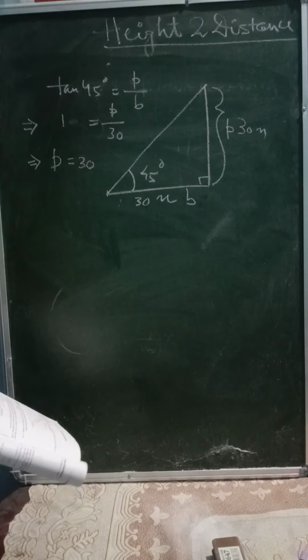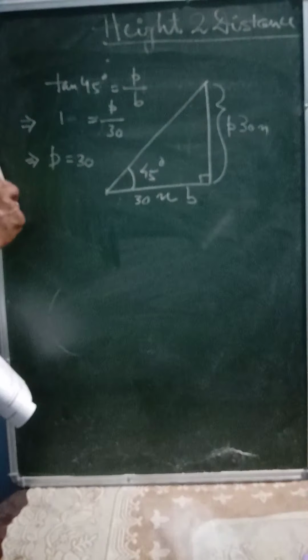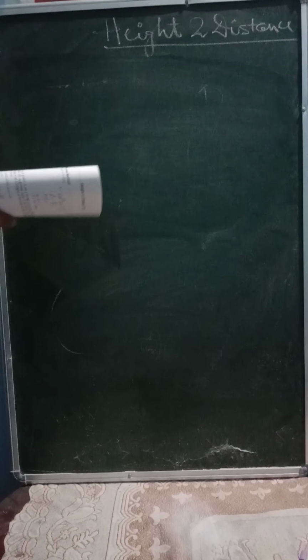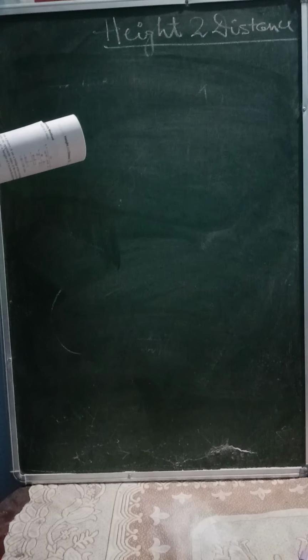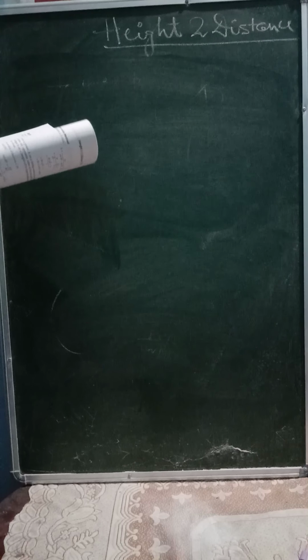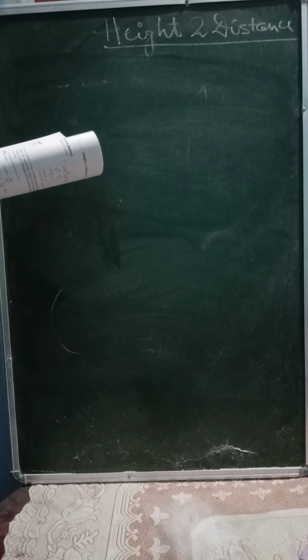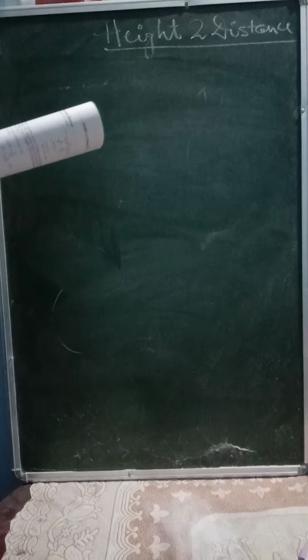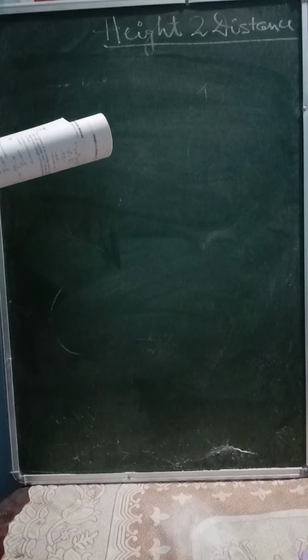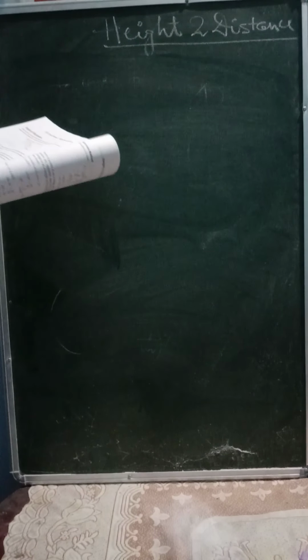Another question I would like to solve here. Just see, you just note it down. The second question: the shadow of a building standing on a level ground is found to be 40 meter longer when the sun's altitude becomes 30 degree from 45 degree. Find the height of the tower.